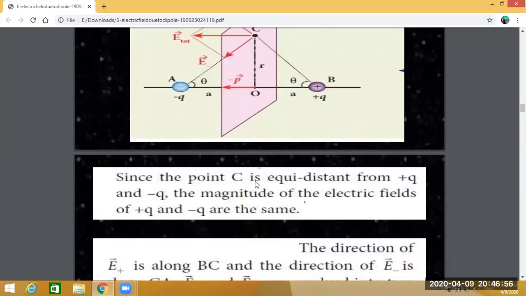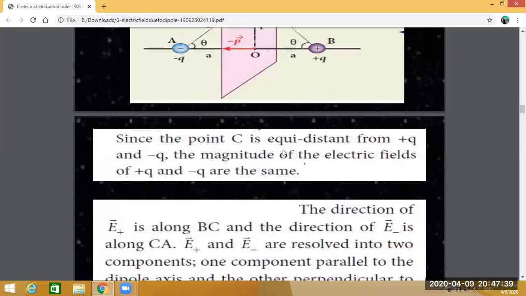Since the point C is equidistant from the positive charge and the negative charge, the magnitude of electric field at point C due to the positive charge and due to the negative charge will be the same. Only their direction will be different due to the different nature of the charges. But magnitude will remain the same because they are at equal distance from each charge. And A to O is equal to small a, and O to B is small a, this is the distance from the midpoint of the dipole.